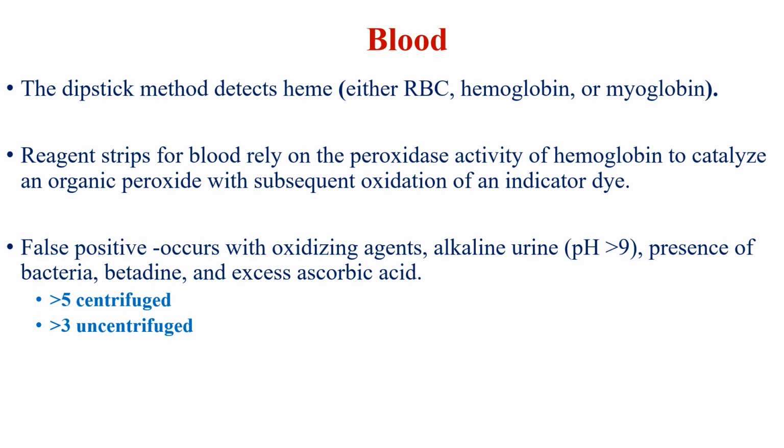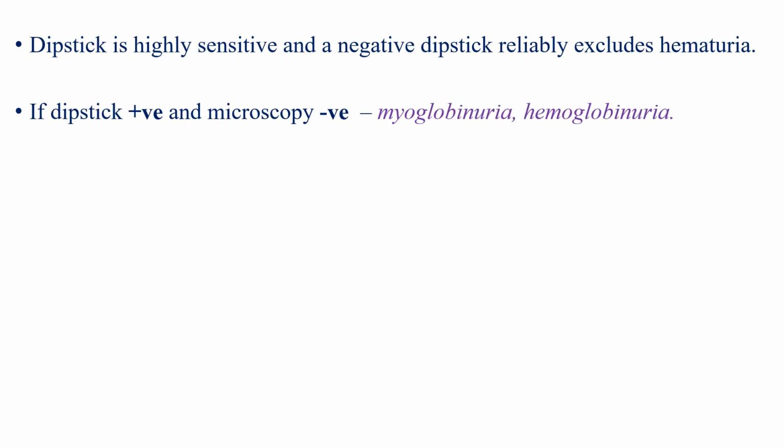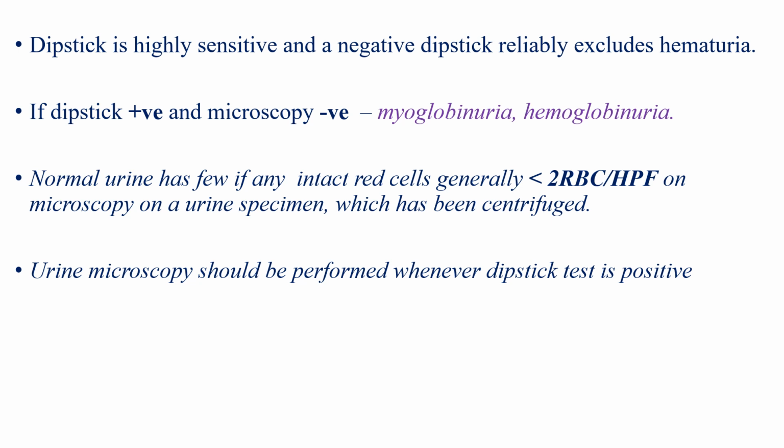If RBC is greater than 5 in centrifuged and greater than 3 in uncentrifuged urine, we call it hematuria. Dipstick is highly sensitive, and a negative dipstick reliably excludes hematuria. If dipstick is positive and the microscope is negative, that is not RBC, that is myoglobinuria or hemoglobinuria. Normal urine has few, if any, intact red cells generally.